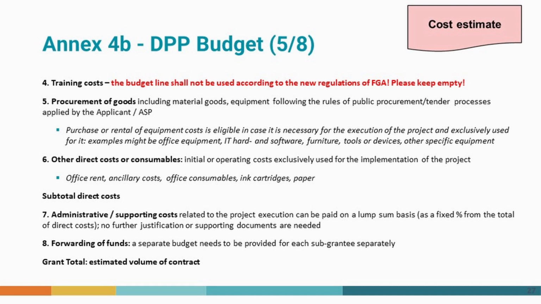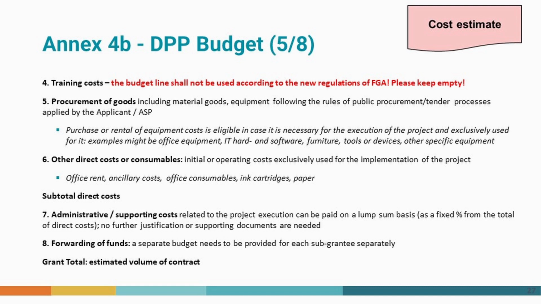Purchase or rental of equipment costs are eligible in case it is necessary for the execution of the project and exclusively used for it. Examples might be office equipment, IT hard and software, furniture, tools or devices, or other specific equipment. Number 6, other direct costs or consumables. Initial or operating costs exclusively used for the implementation of the project. This includes office rent, ancillary costs, office consumables, ink cartridges, paper, etc.